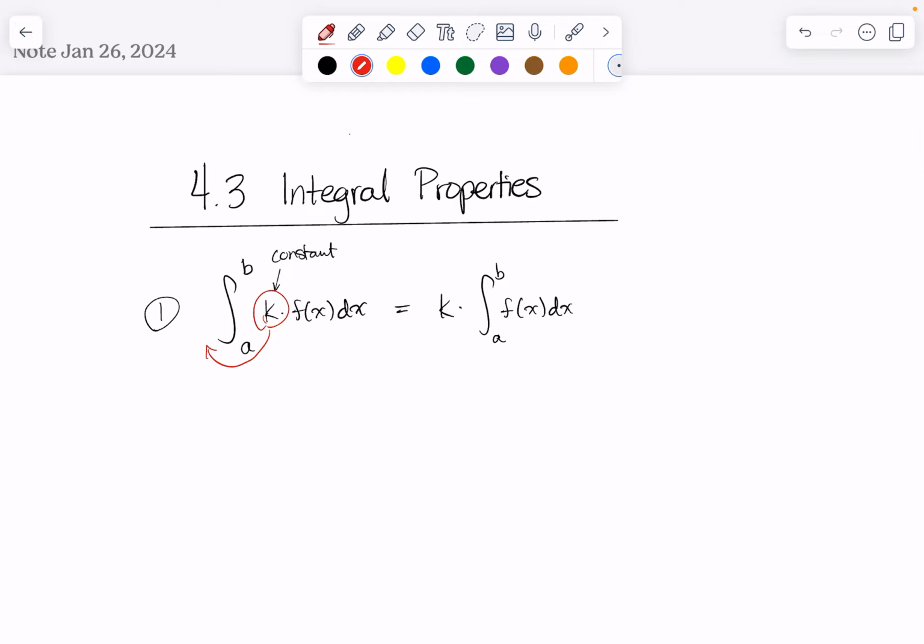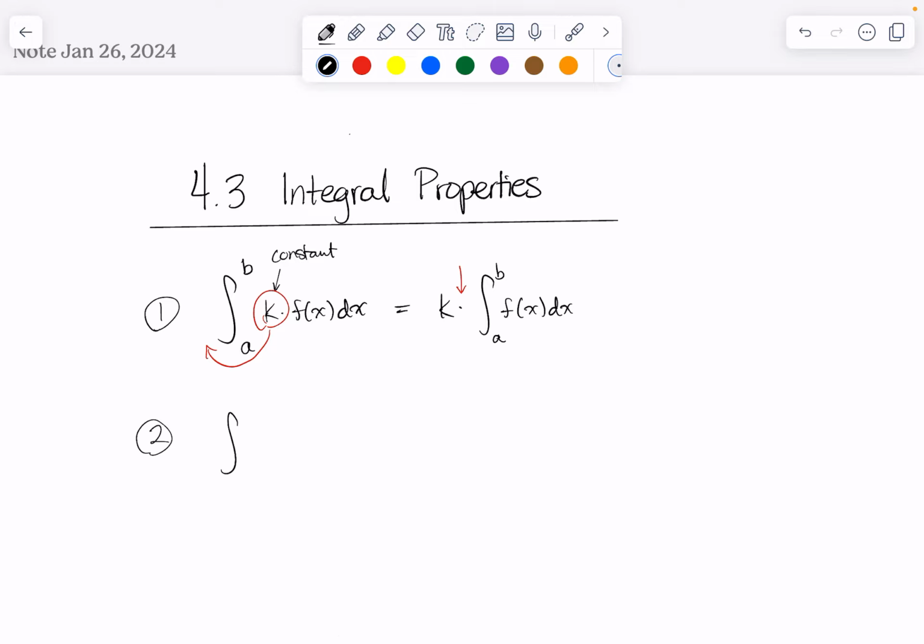So the constant goes out to the front, but notice there's multiplication there. It's not being added. The idea is that the constant, originally inside of the Riemann sum, is a sum of a bunch of numbers, but every single term has this constant k scaling each rectangle. And so you can just undistribute it from the entire Riemann sum. So that's the first one. That's a really useful property.